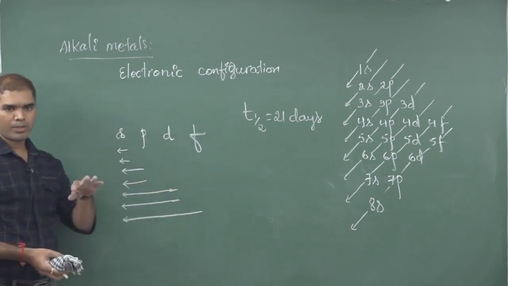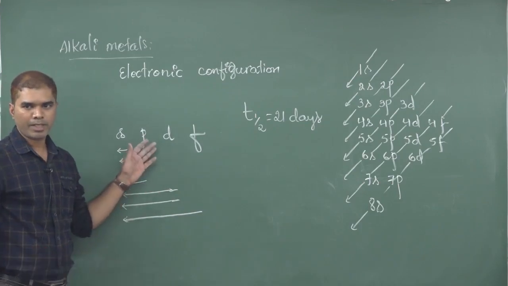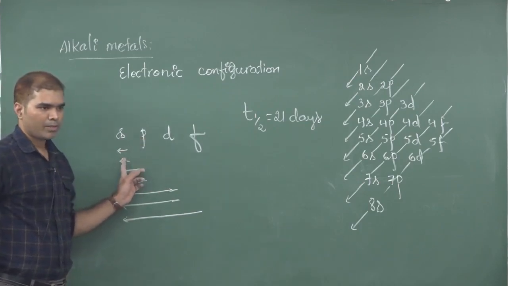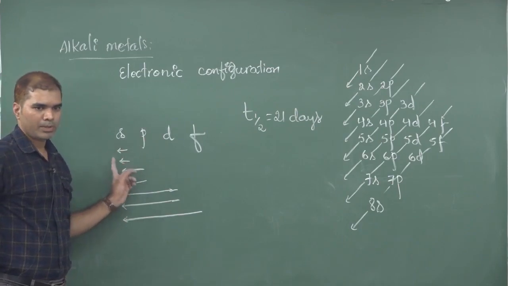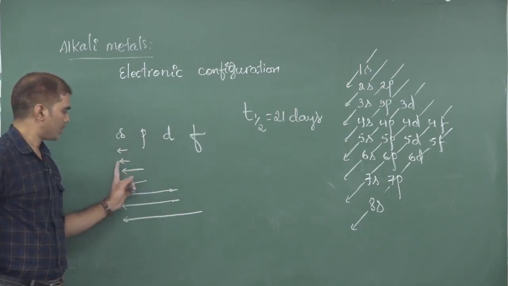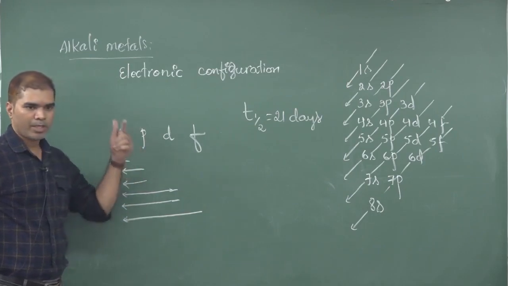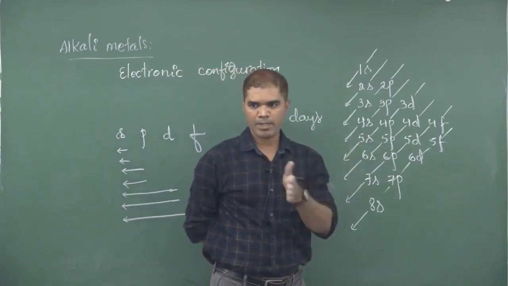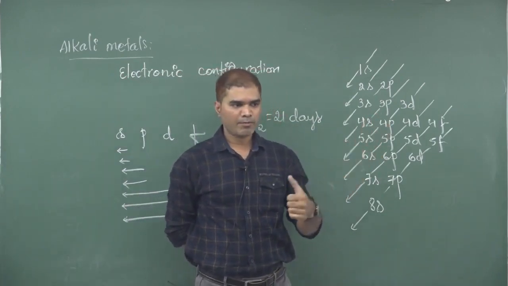So whatever electronic configuration we have written, suppose I take lithium, I write 1s2, 2s1. I go for sodium, 1s2, 2s2, 2p6. So 2s2 is completed, then 2p6 and 3s1. So I begin with 1s, then comes 2s, then PS, PS, DPS, DPS, FDPS, FDPS.